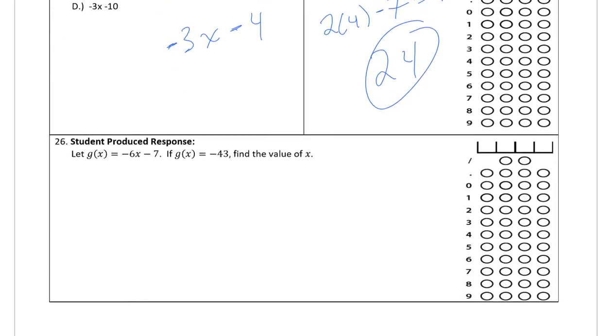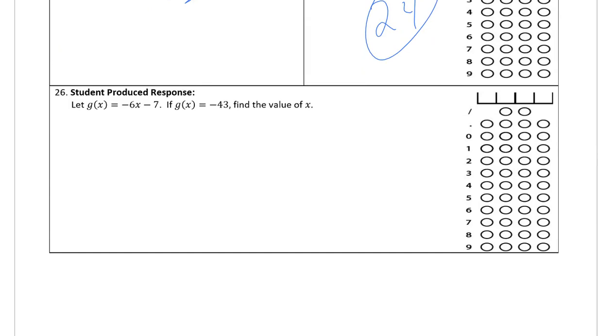Alright. Here we have a g of x equation. We're told g of x is negative 43. So that means I'm plugging this negative 43 in here to find out what x is. So I would have negative 43 is equal to negative 6x minus 7.